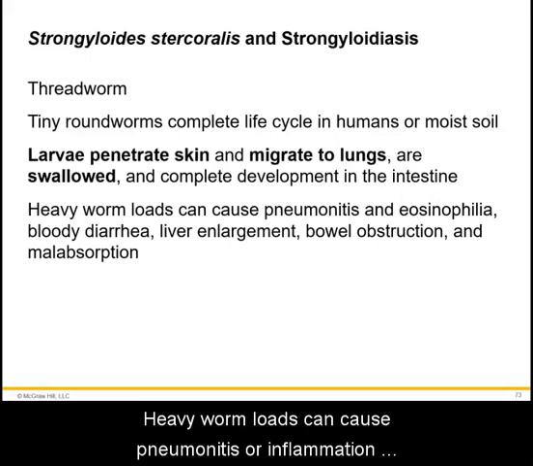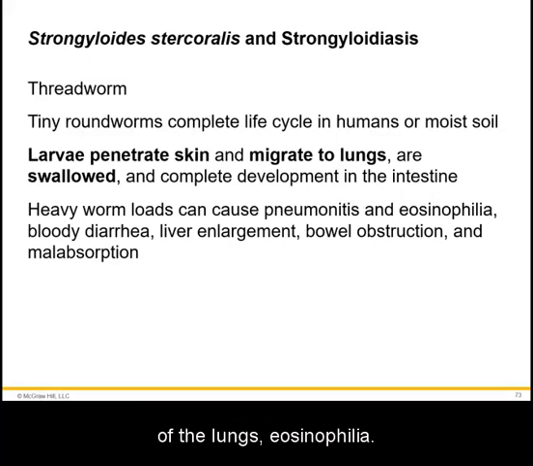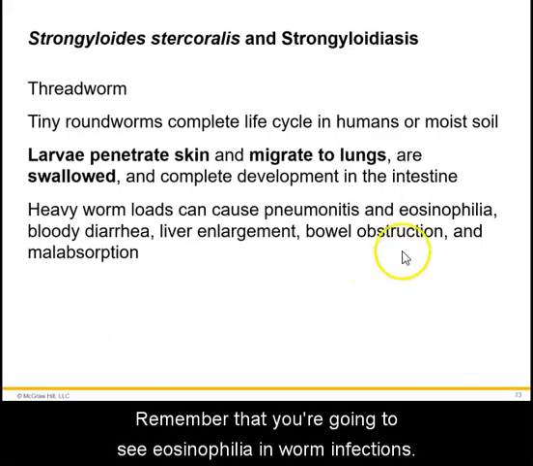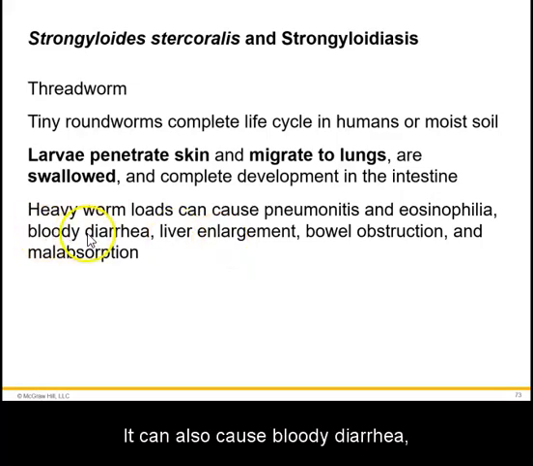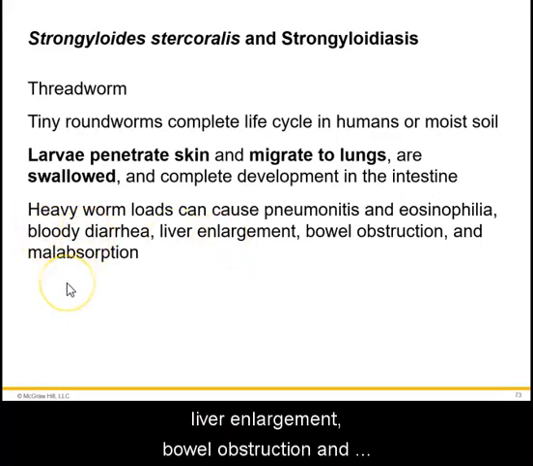Heavy worm loads can cause pneumonitis or inflammation of the lungs, eosinophilia. Remember that. You're going to see eosinophilia in worm infections. It can also cause bloody diarrhea, liver enlargement, bowel obstruction, and malabsorption.